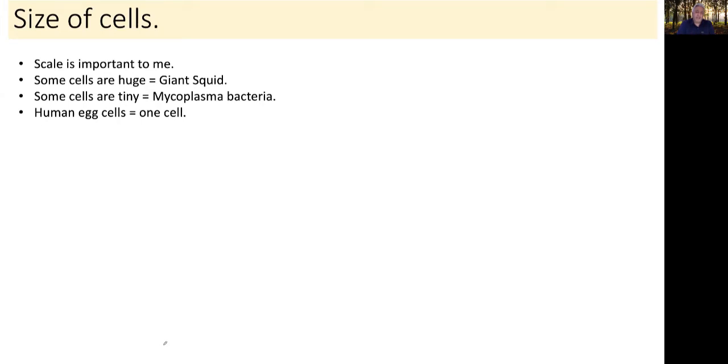Some cells are extremely long. The longest cells that were recorded currently are those of a giant squid. They can be up to 5 meters long. 5 meters, that's about 6 yards. 6 yards times 3 is 18 feet. So that cell is 18 feet long.